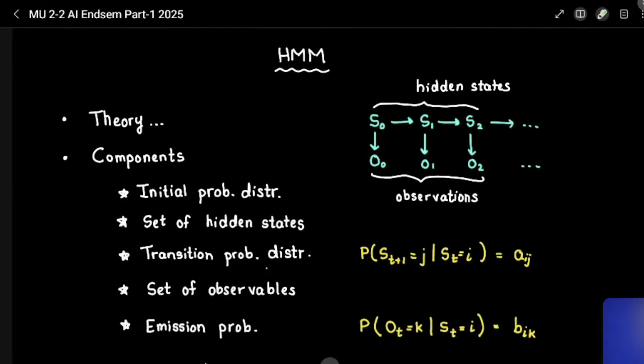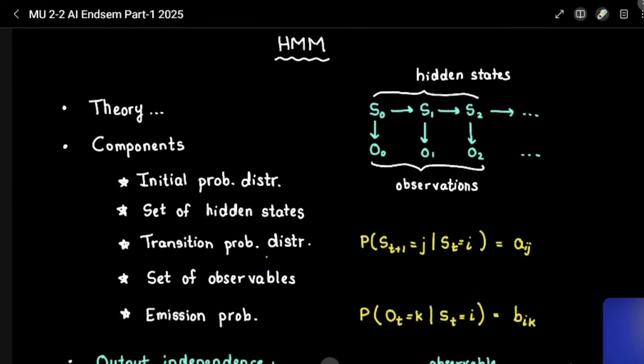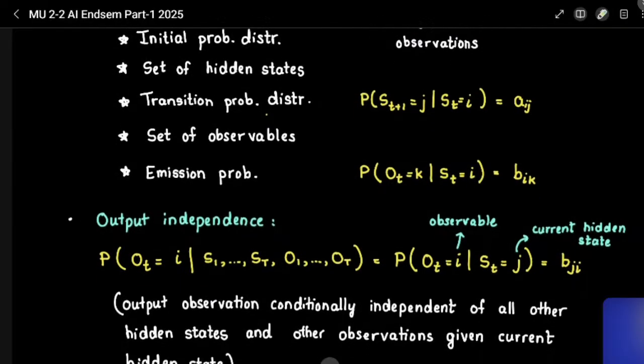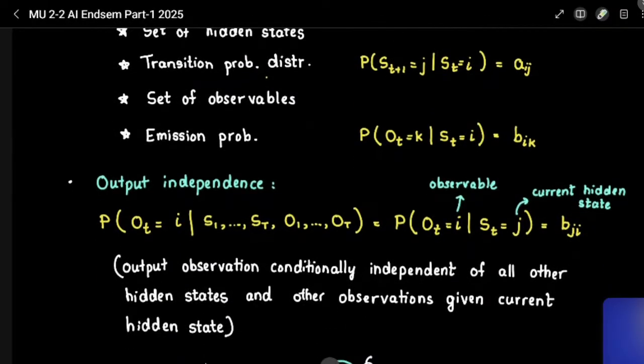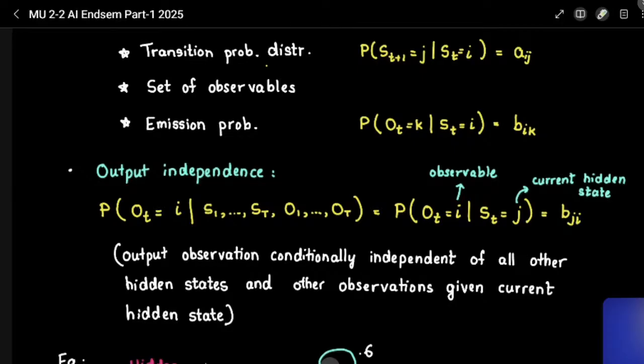Now you have some assumptions here as well for HMM. There's one assumption called the output independence assumption. What it states is that any observation is conditionally independent of all other hidden states and observations, given the current hidden state. Conditionally independent means something needs to be given, and that is the current hidden state.